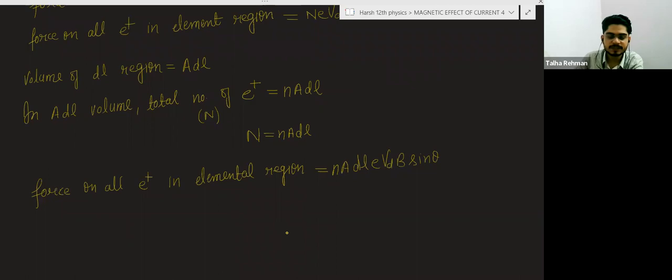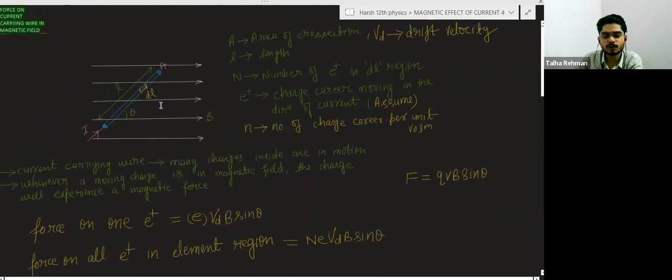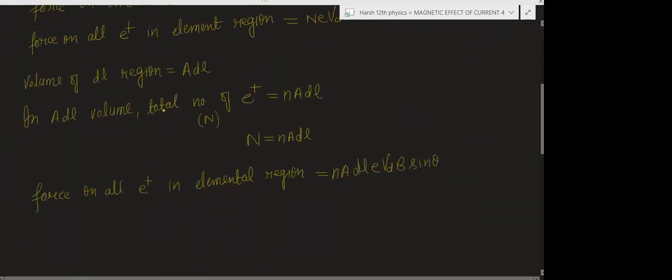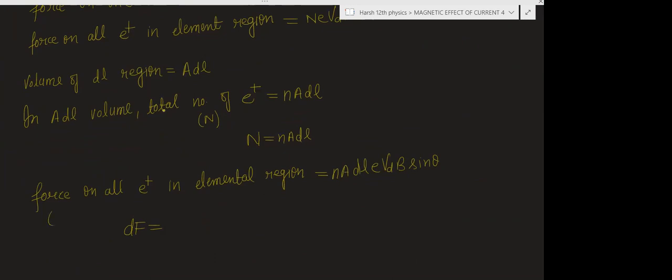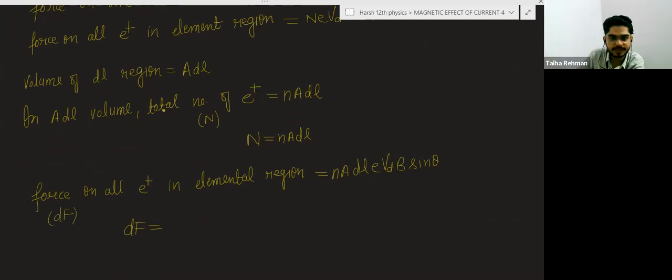So this region is very small. So force on this region also will be small. Means DF, this term represents the DF. DF will be n A dL e into v_d into B into sin theta.